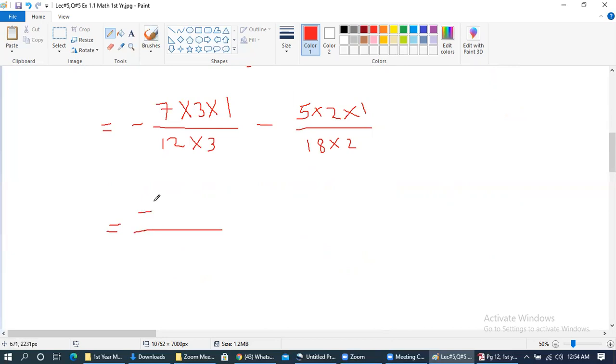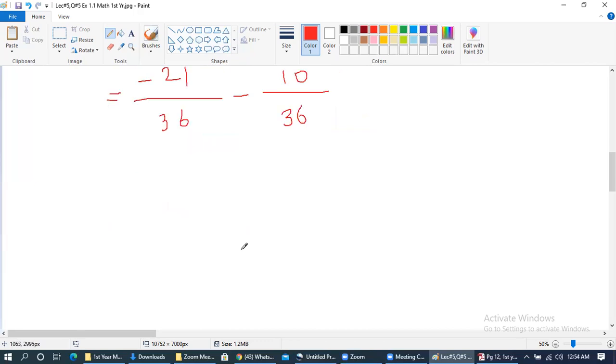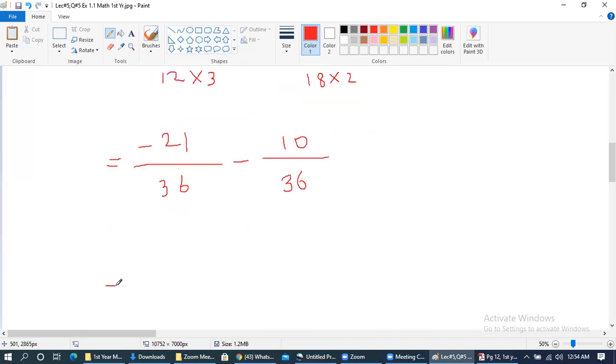Now we have to multiply all of these. 7 times 3 is 21, and 21 times 1 is 21. So 21 divided by 12 times 3 is 36. Subtraction. 5 times 2 is 10. 10 times 1 is 10. So 10 divided by 18 times 2 is 36. Now again, we have to separate this denominator from 21 and 10. So for this purpose, we have to write it as minus 21.